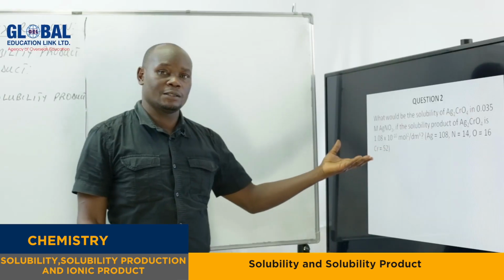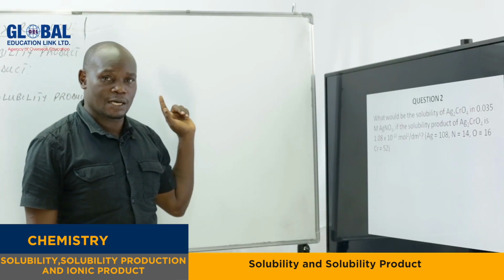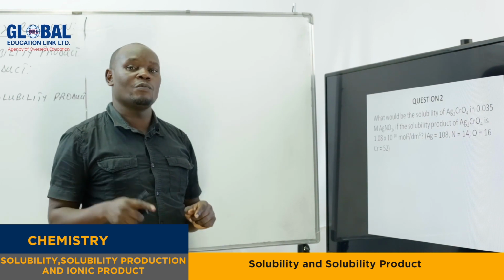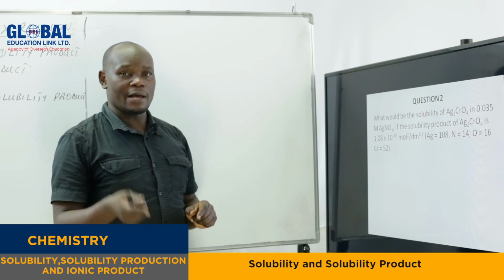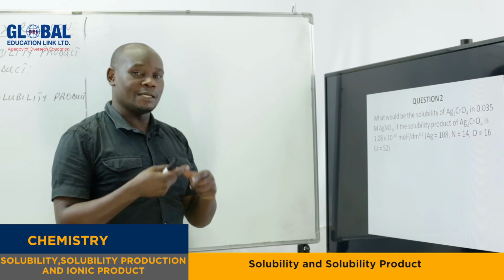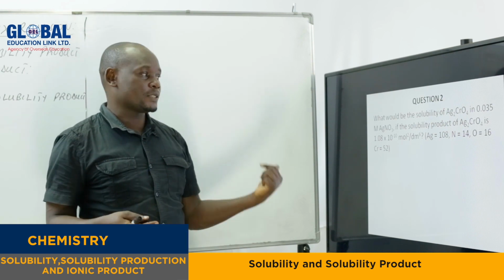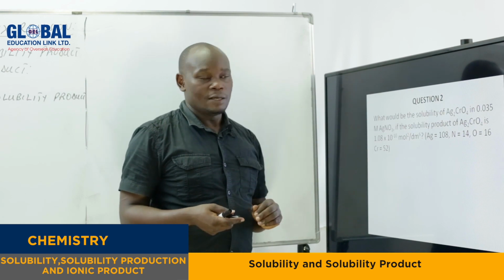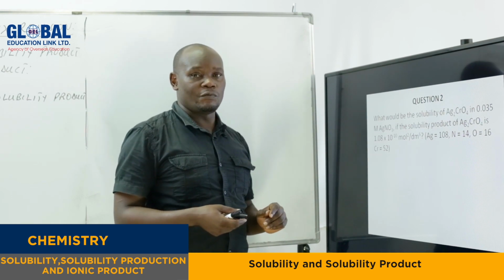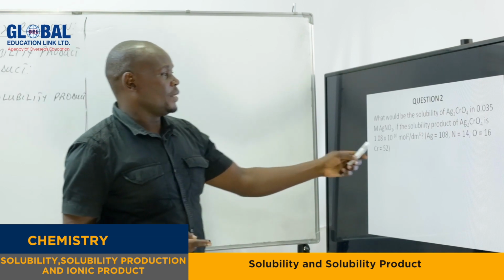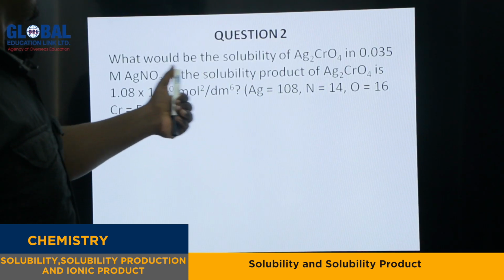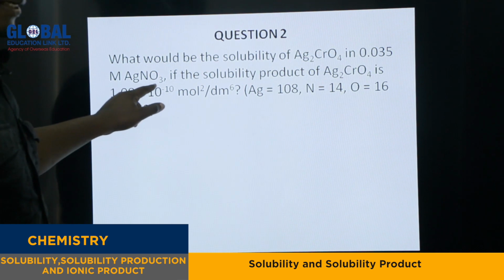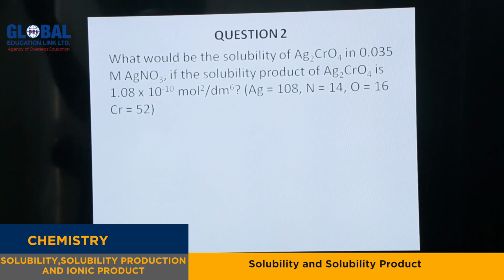If you compare this question to our knowledge that we have discussed, it is concerned with the effect of the common ion, or common ion effect. How does it affect the solubility of a substance? So that is the question. Let us now start solving it. We have been given the concentration of silver nitrate.